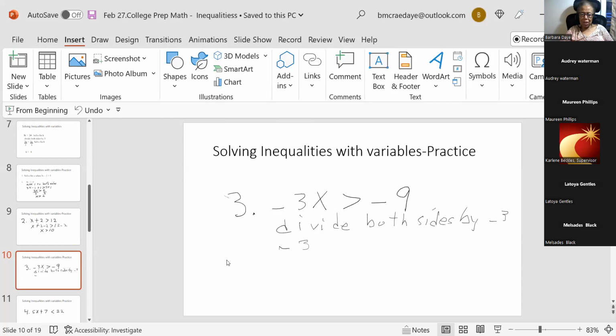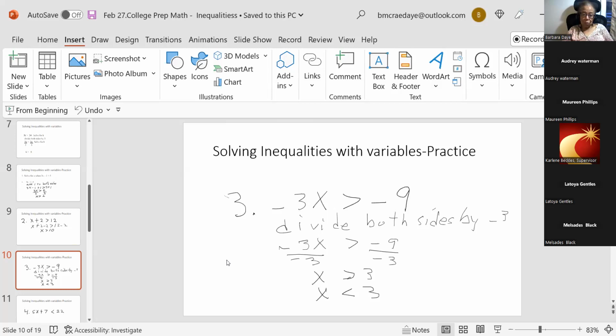Okay. Divide both sides, Latoya said, by the -3. So put the -3 underneath and also here. Minus over minus is plus. So that's x greater than 3. But what's the answer, Latoya? X less than 3. Because whenever you divide by a negative, you reverse the inequality. So the greater than becomes a less than. Just remember that. When you divide by a negative, you reverse the inequality. So the greater than 3 becomes less than 3.